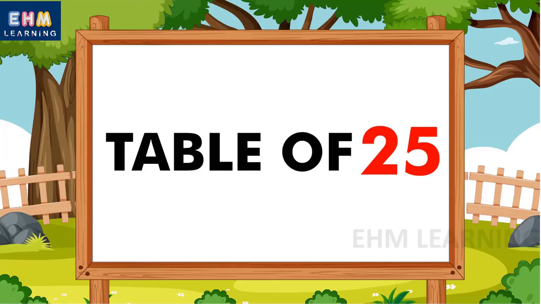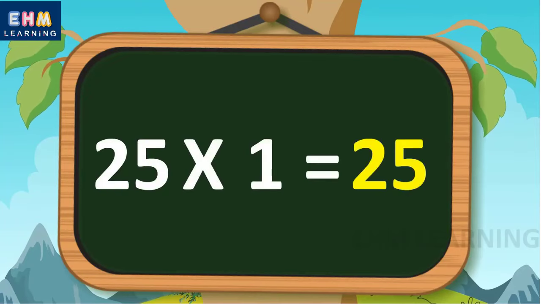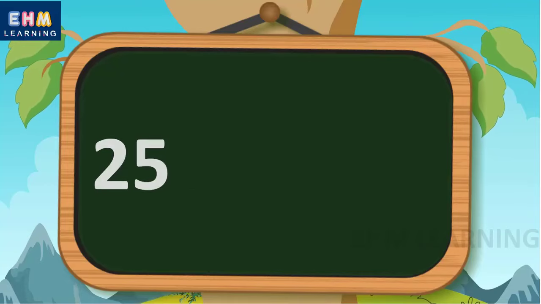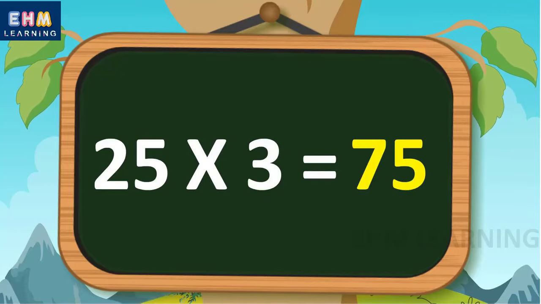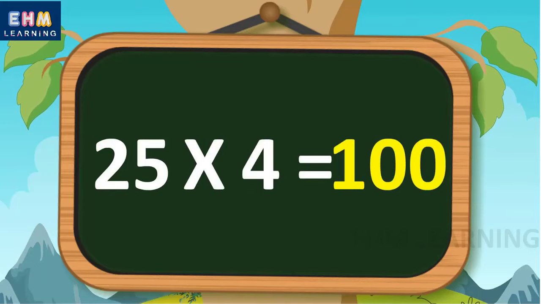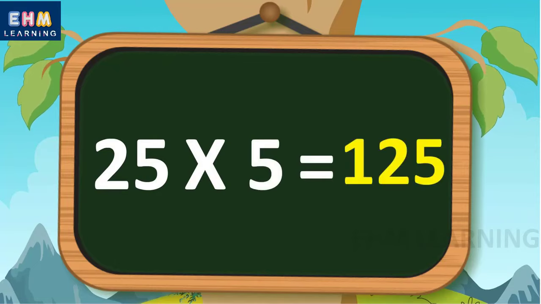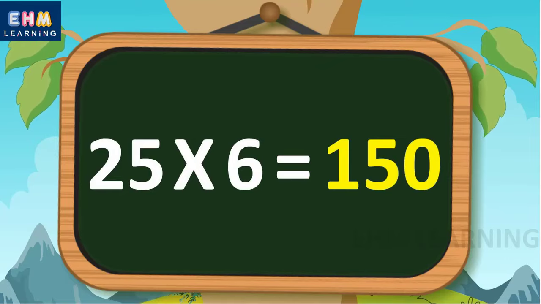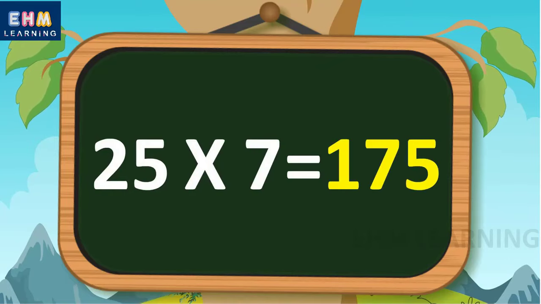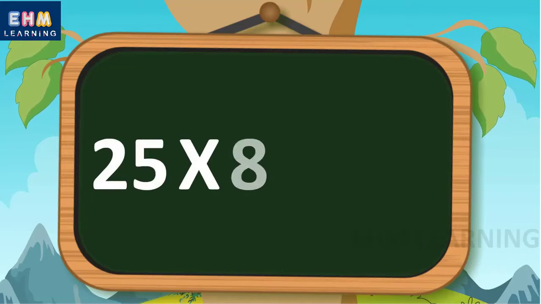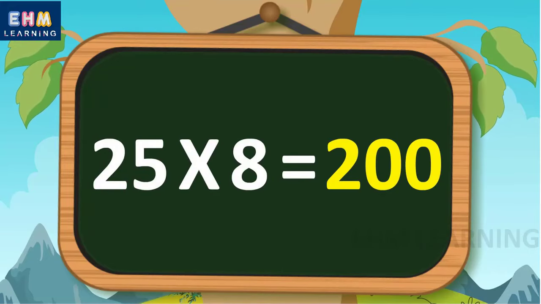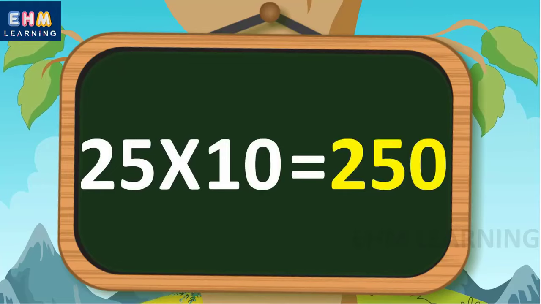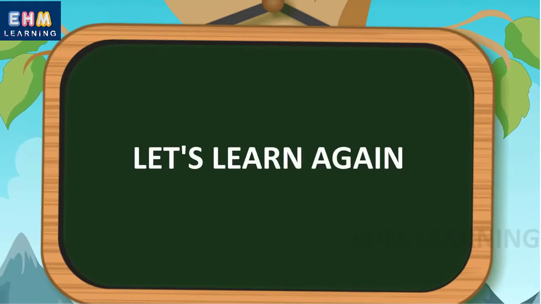Table of 25. 25 ones are 25. 25 twos are 50. 25 threes are 75. 25 fours are 100. 25 fives are 125. 25 sixes are 150. 25 sevens are 175. 25 eights are 200. 25 nines are 225. 25 tens are 250. Let's learn again.